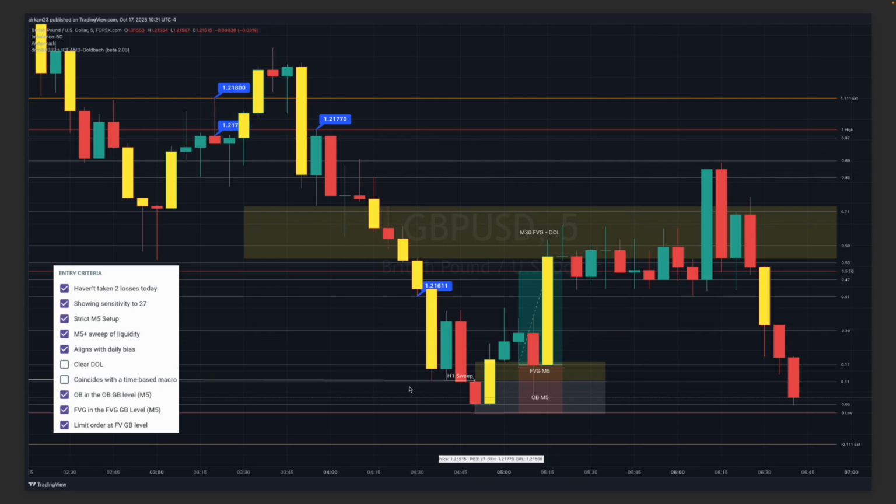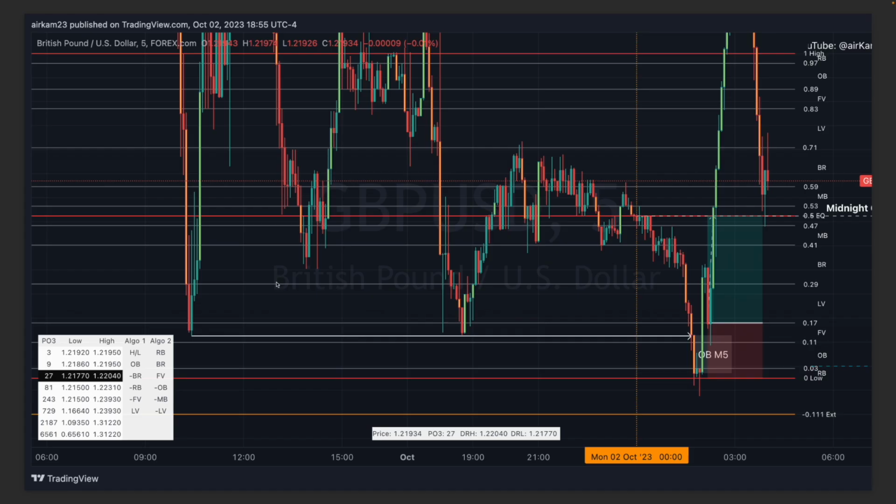We had an order block. We had our sweep. So in this case, the sweep was above the low, which is fine. Order block, fair value gap in the fair value gap GB level. Order block in the order block GB level. We're tapped in and we TP'd at EQ. In this case, we had a sweep of equal lows. We had an order block in the order block GB level. We had a fair value gap.